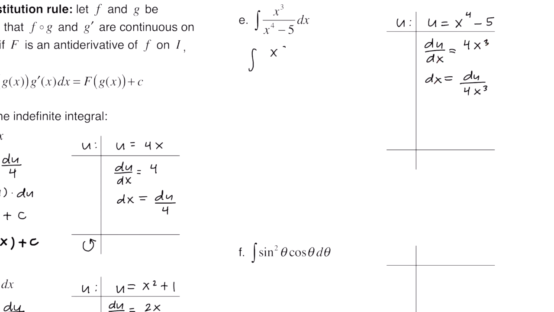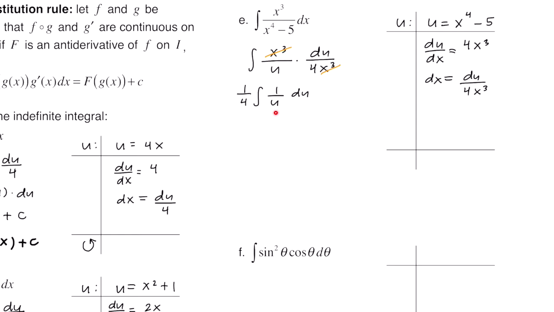Again, leave the x cubed because that's the rigged part of the problem, so we're just going to leave it there for a second. We're going to substitute in u for the x to the 4th minus 5. And we plug in du over 4x cubed in for dx. Remember, this was the rigged part of the problem, and it works out great because that x cubed is going to cancel with this x cubed. And then this 4, I'm going to pull that to the front as a 1/4. And now we're ready to integrate.